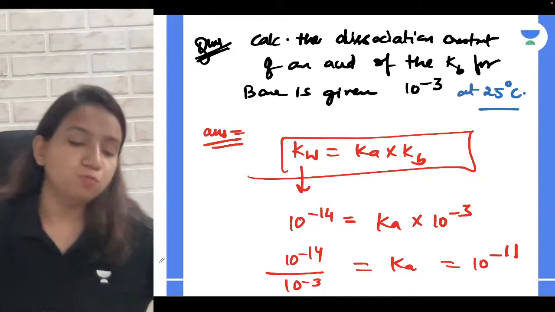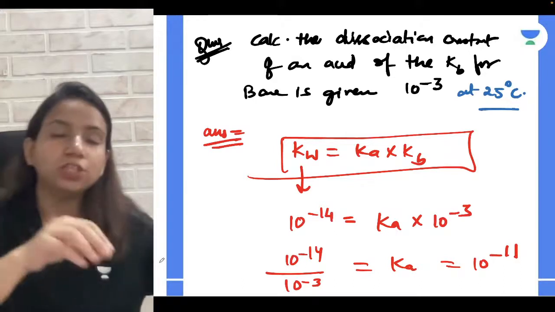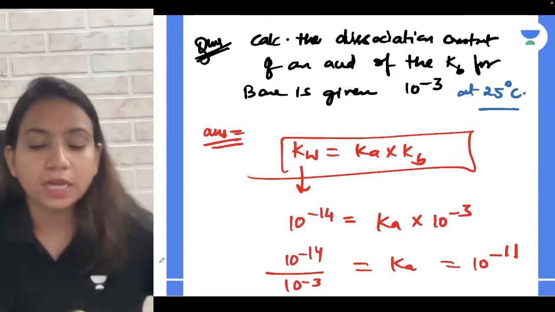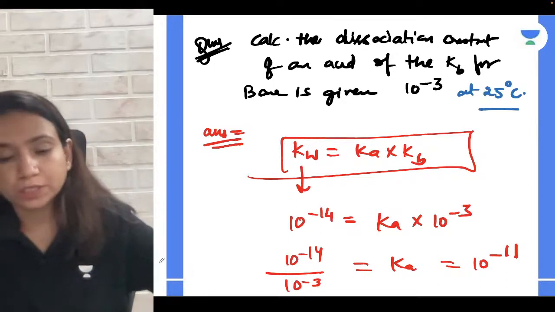Then we understood the two major relationships: Kw is equal to H plus ion concentration into OH minus ion concentration. Another is Kw is equal to Ka into Kb, which is very important.